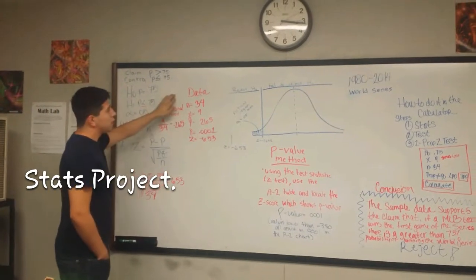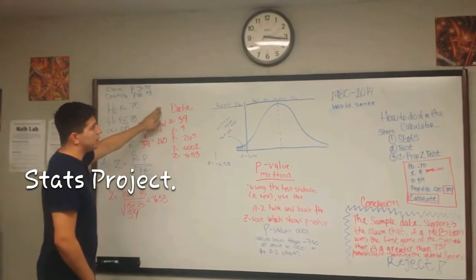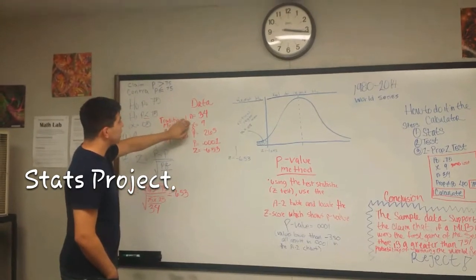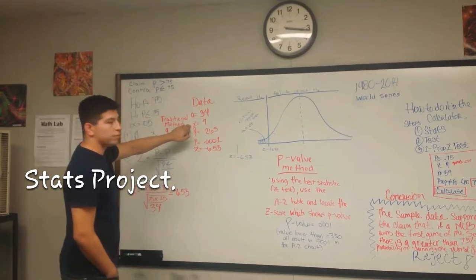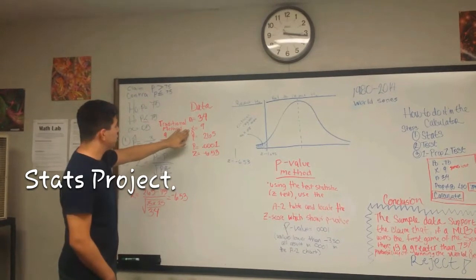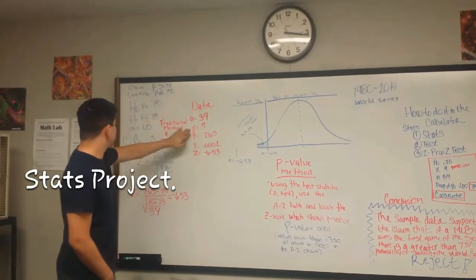Okay, the data we got is from the years 1980 to the 2014 World Series. We took 34 samples, and 9 out of the 34 samples lost Game 1 of the series.